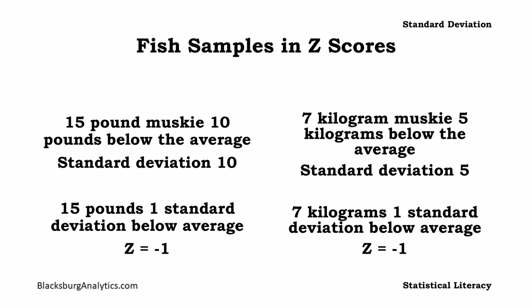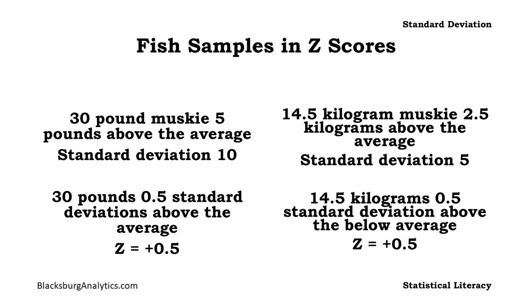In the Canadian sample, a 7-kilogram muskie is 1 standard deviation below the average. Z equals -1. A 30-pound muskie is 5 pounds above the average. 5 pounds divided by the standard deviation, 10, is 0.5. The z-score is plus 0.5, 1/2 a standard deviation above the average. A 14.5 kilogram muskie is 1/2 a standard deviation above the average. Z equals 0.5.